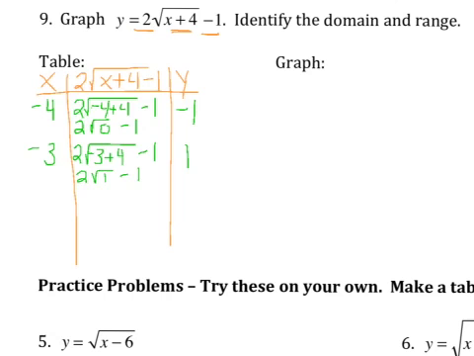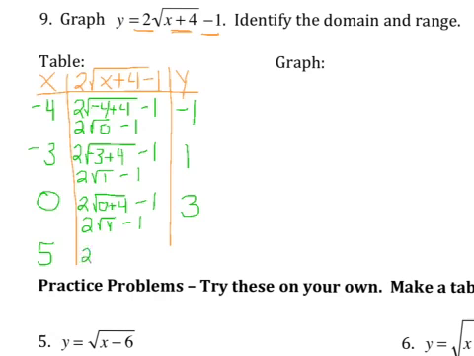Okay, now I need to find an x value that if I plug it in, it will make the square root go to 4, and that would just be a 0. So we have 2 times the square root of 4. The square root of 4 is 2. 2 times 2 is 4. 4 minus 1 is 3. All right, and let's do one more. I'm going to plug in a 5.